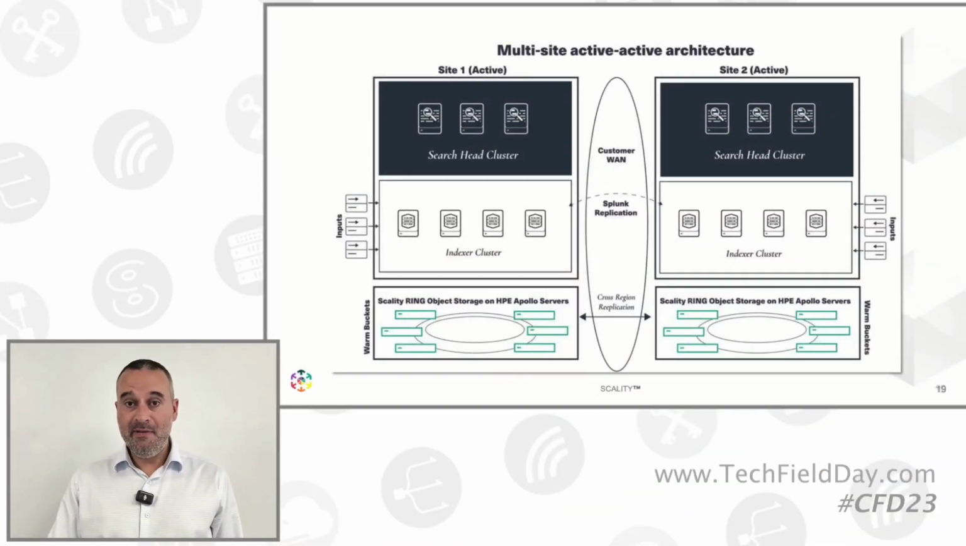And as I explained, it's a multi-site active architecture with 2 sites in the US. So we have exactly the same architecture. We have the Splunk indexers and a cluster of hot storage. And Splunk is responsible for the replication of the indexes and the references to the objects that are stored on the ring on the lower level on Apollo servers. And Scality software is in charge of making sure that the replication of the objects is done for the data that is referenced in the indexers. And this is through cross-region replication, which is an S3 standard.